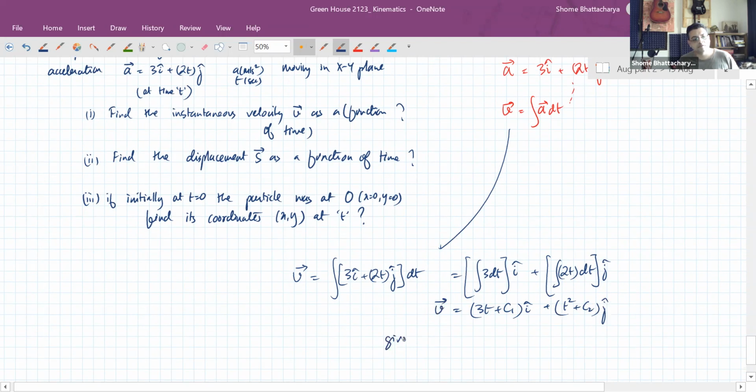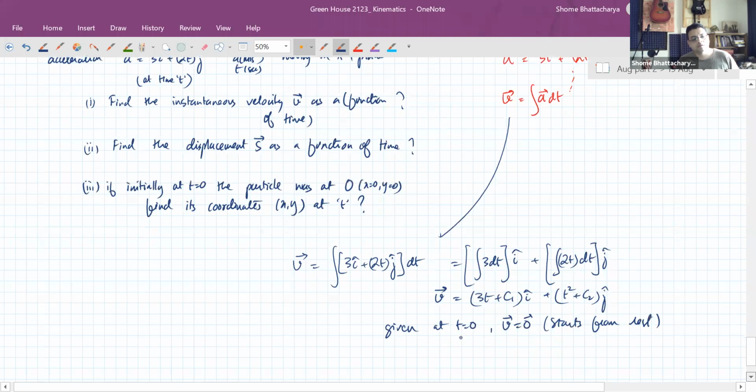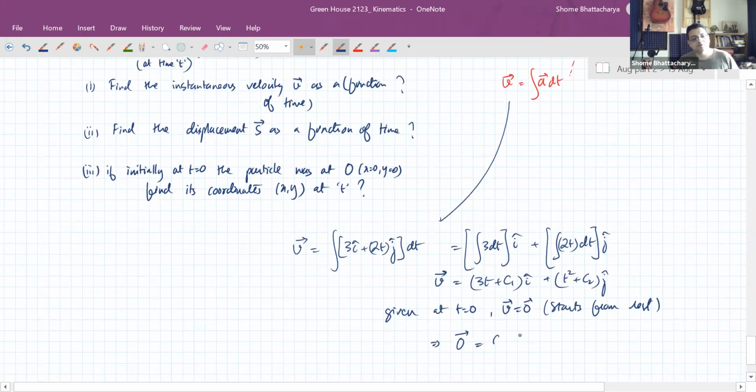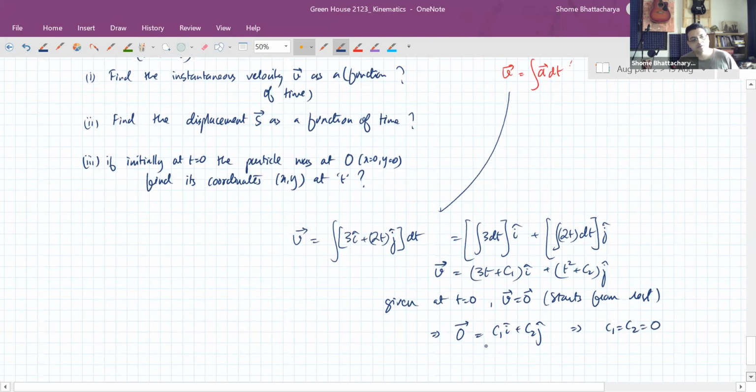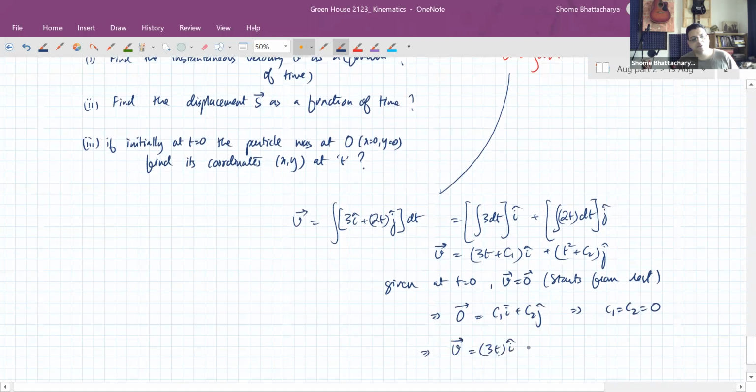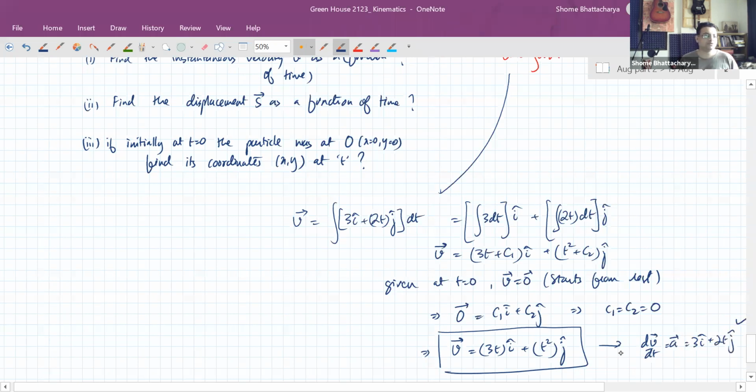Now we know that at t equal to 0, the velocity should be 0 because it starts from rest. So on the left hand side, we should get the 0 vector when time is 0. So c1 i cap plus c2 j cap. So that means that c1 is equal to c2 is equal to 0. So that means my velocity is 3t as the x component plus t square as the y component. Now you can easily check that this answer is correct, because if you differentiate this, you will get the correct acceleration, which is 3 i cap plus 2t j cap. So it's just a way of reviewing that what I've done is correct.